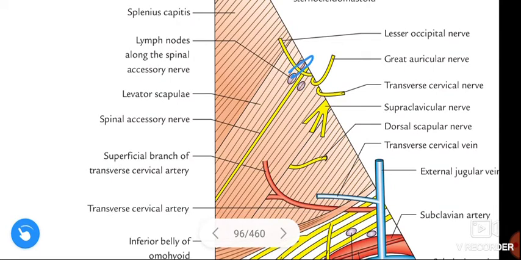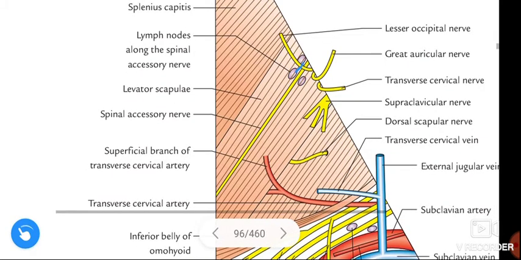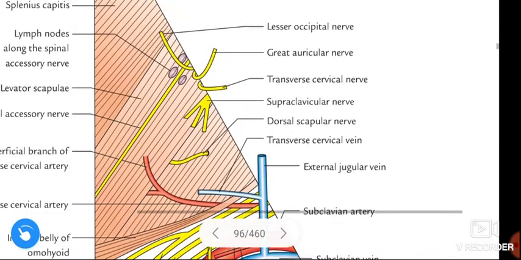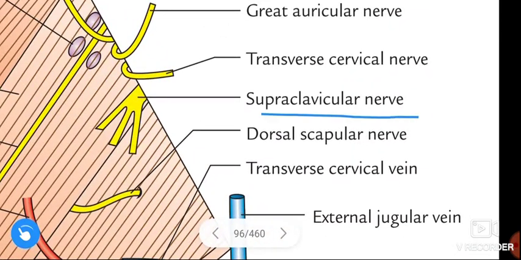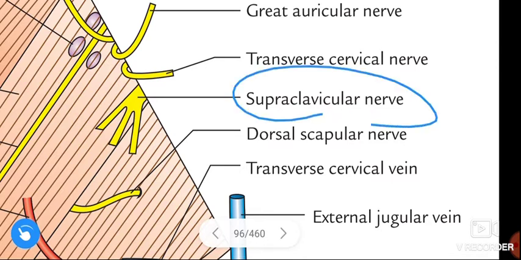Next, see here, these are the lymph nodes along the spinal accessory nerve. Next, supraclavicular nerve. Okay, supraclavicular nerve, and this nerve is formed by the C3 and C4 cervical nerves. That means the C3 and C4 cervical nerves supply the trapezius and levator scapulae muscles.